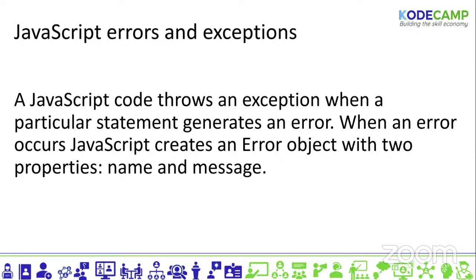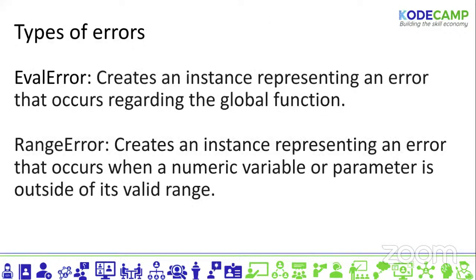When an error occurs in JavaScript, it creates an error object with two properties: a name and a message property. So if you catch an error, you can check the name of the error and the message. Or if you print the error and message, you're going to see the name of the error and then the message from that error. We'll see how that works very soon.